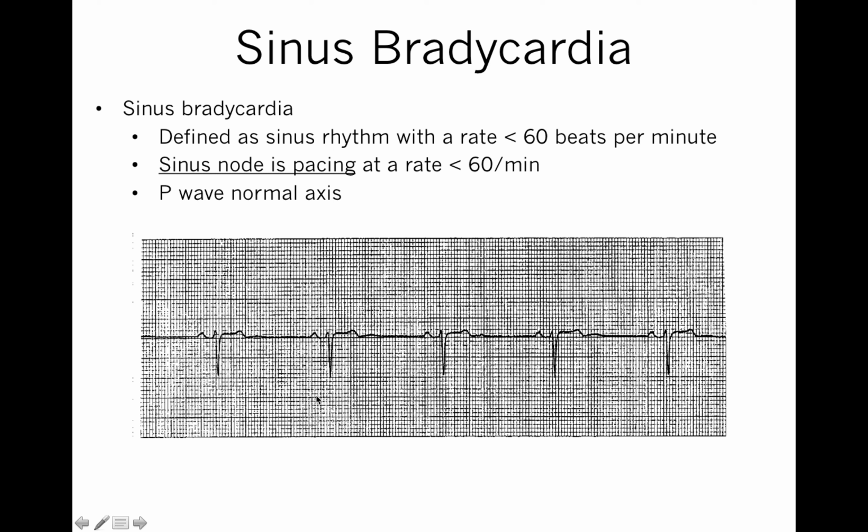And here we see that this is still sinus rhythm. There's a P wave before every QRS, there's a QRS after every P wave, but the sinus rate is less than 60 beats per minute. So this is sinus bradycardia. The P waves will have a normal axis because they're still coming from the sinus node. So the P waves should be positive in leads 1 and 2.